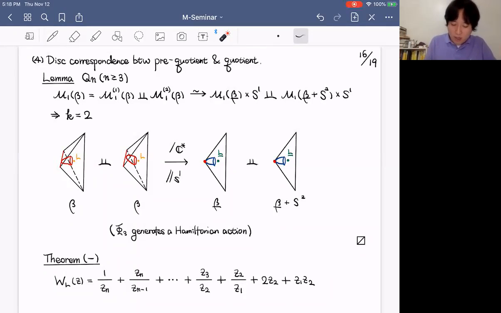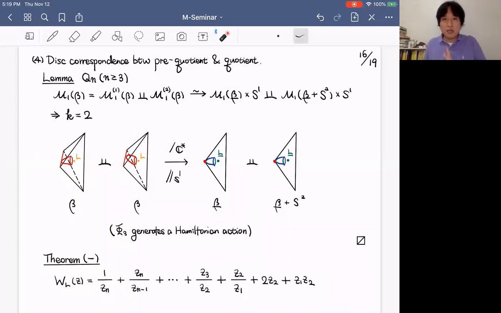So then what we have at the end is that M1 beta has two components. Of course, we need to give the orientation suitably coming from the Tn action. Then orient them suitably, and there is an order preserving isomorphism between them. Therefore, this lemma tells us the counting invariant is 2.